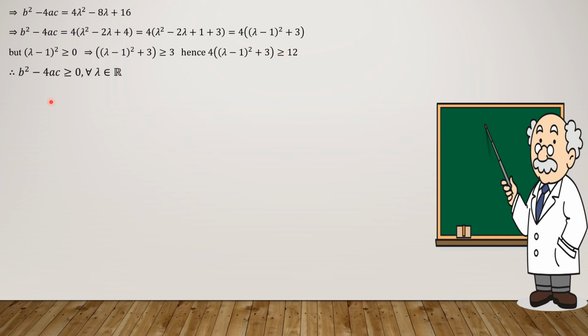So I can write b squared minus 4ac as a function that is always greater than 0. Hence, we have proven that b squared minus 4ac is greater than 0 for any lambda being an element of real numbers.